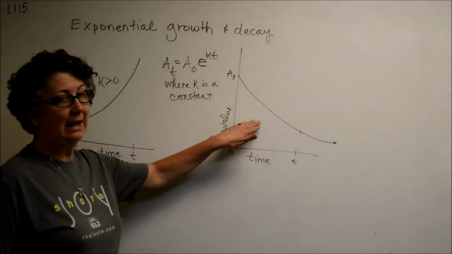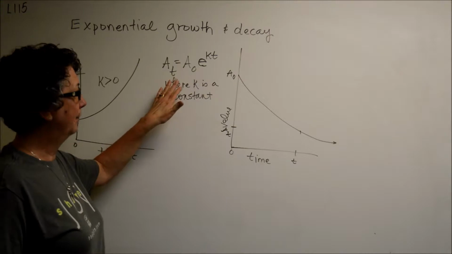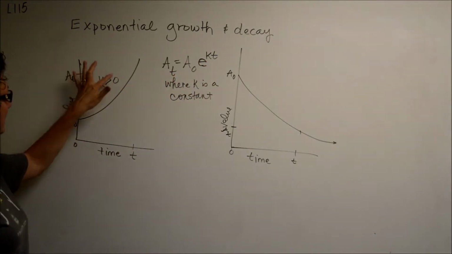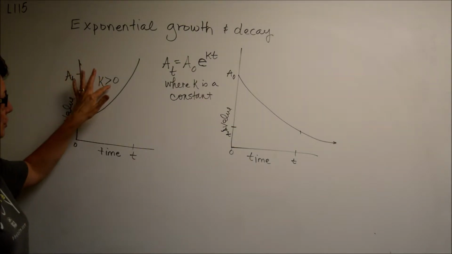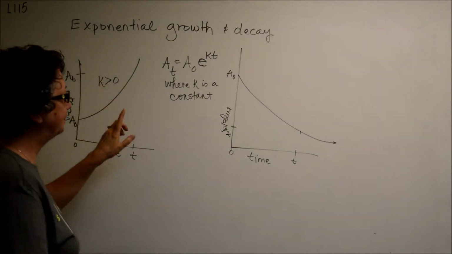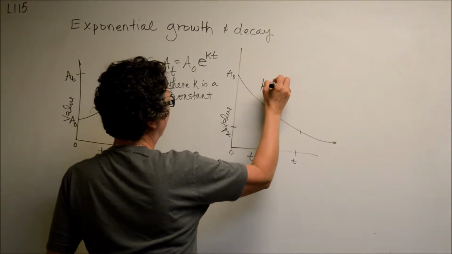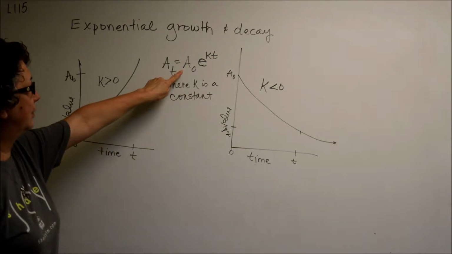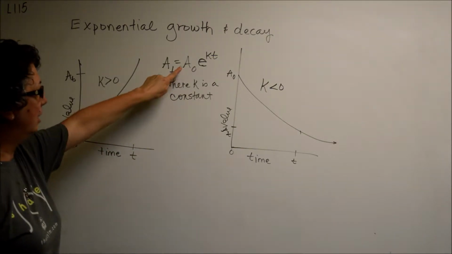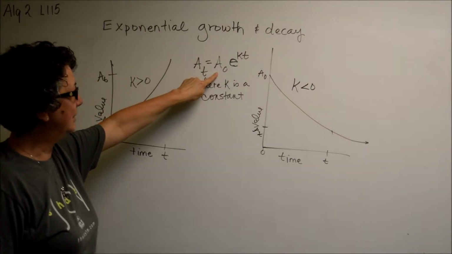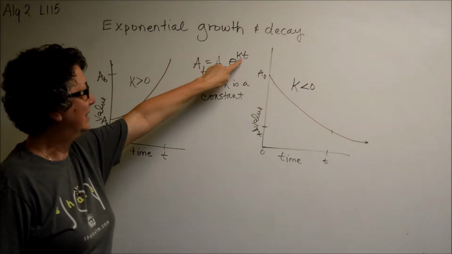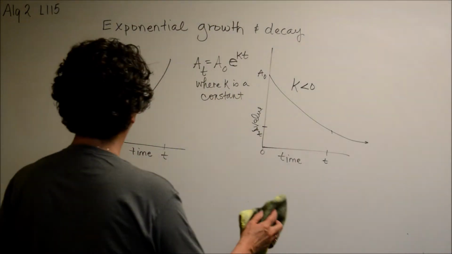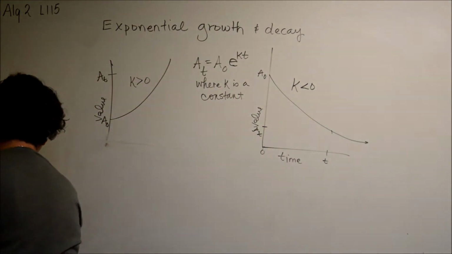So this decay is going to follow this same pattern as the growth. The only difference being, remember I said if it's a growth, your rate is going to be greater than 0. If it's a decay, your rate is going to be less than 0. So it's the only difference, but they're going to follow this same pattern right here. A sub t is equal to a sub 0 times e to the kt power.